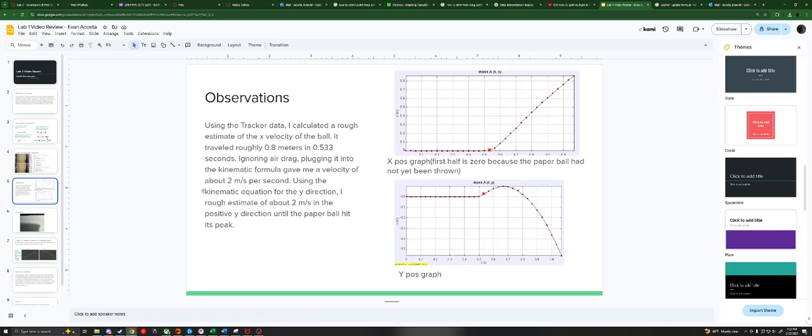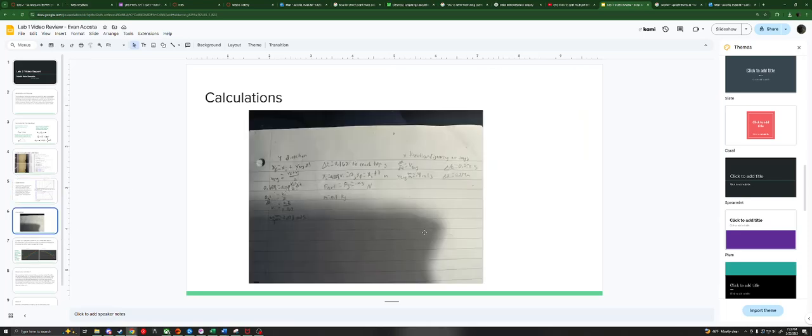Here are the observations for my Tracker. I was able to calculate rough estimates of both velocities. This one traveled roughly 0.8 meters in 0.533 seconds. I was able to plug that into the kinematic equations, which gave me a value of about 2.4 meters per second. In the y direction was a similar case. I just used the kinematic equation until it hit the peak to find the positive y velocity that it started with. Here are my calculations for those two.